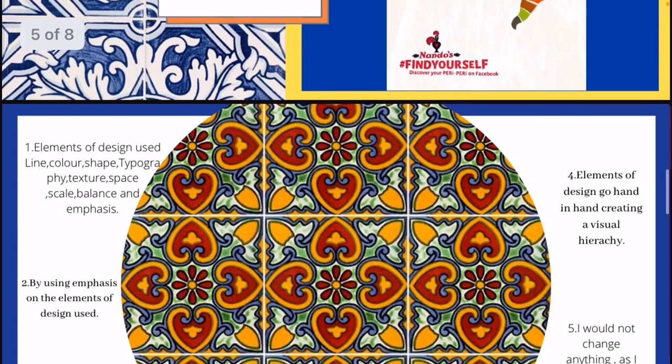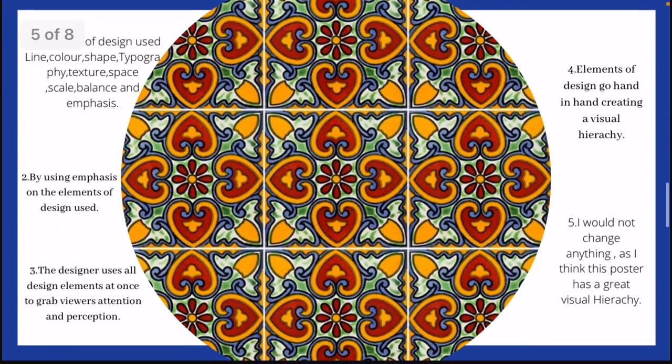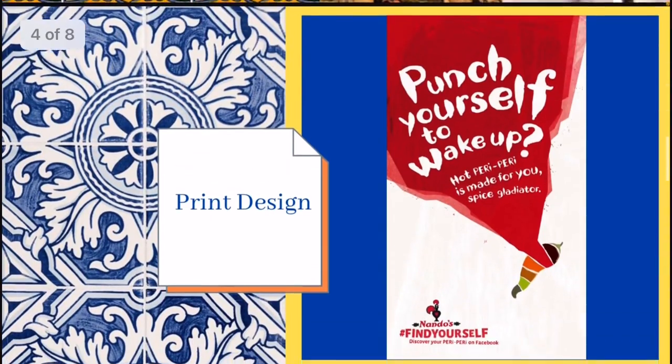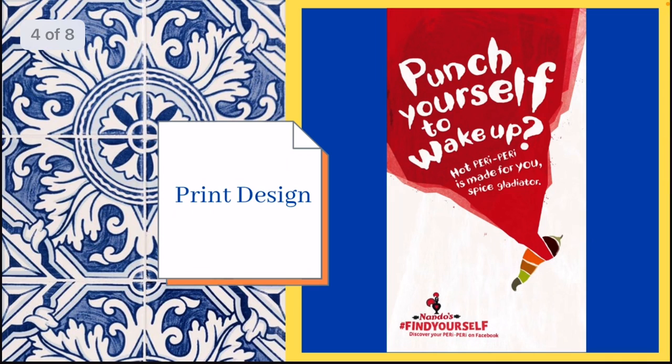And yet again, I have the information laid out here, but I'll just discuss it with the print design in front of me. So what I see here in terms of elements of design is that this print is a great example of visual hierarchy, and the design elements used in it are color, line, space, shape, typography, texture, balance, and emphasis.